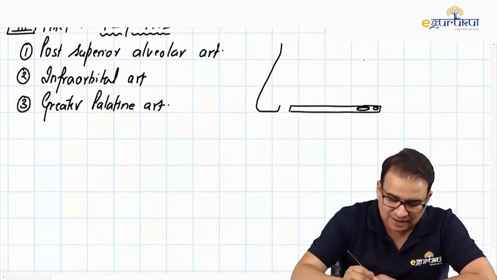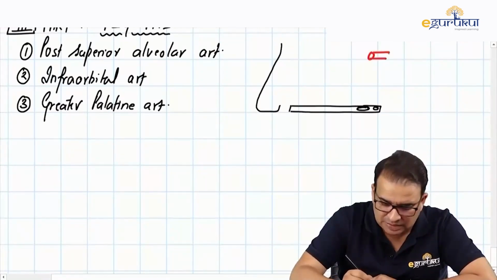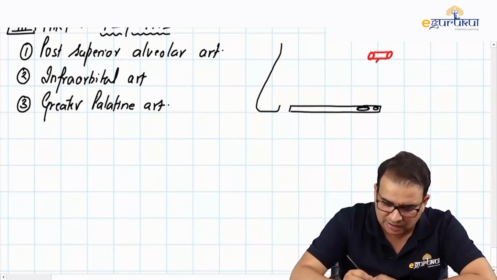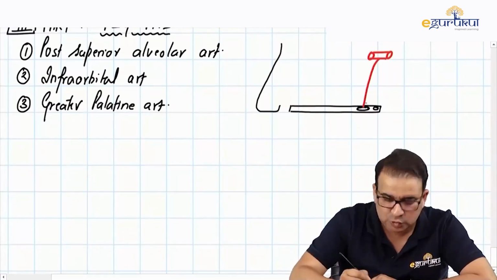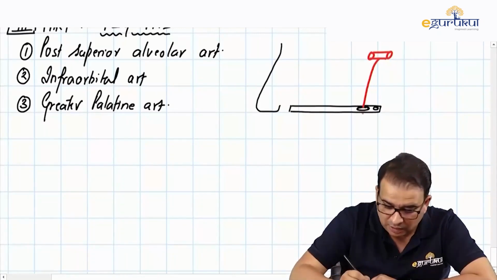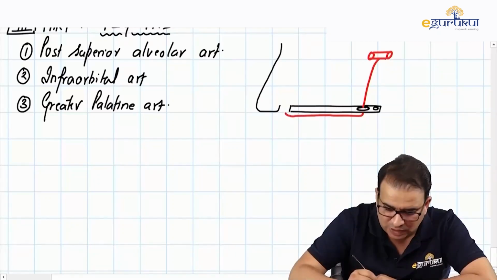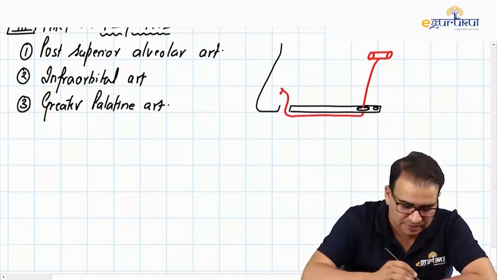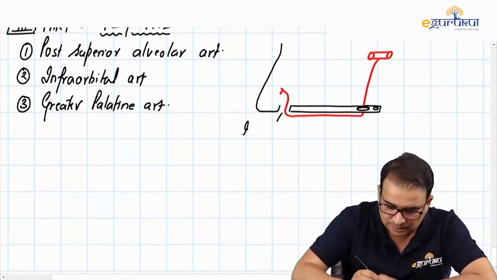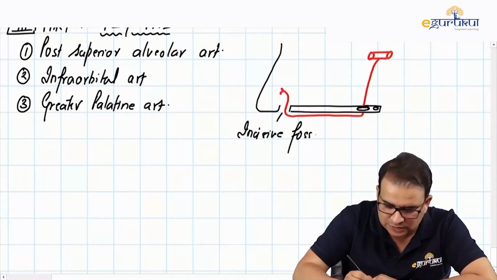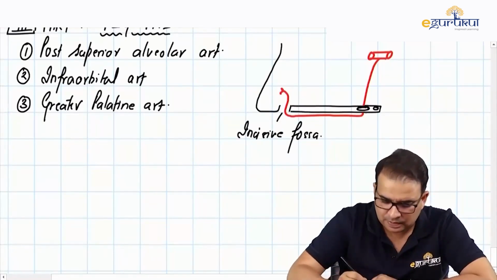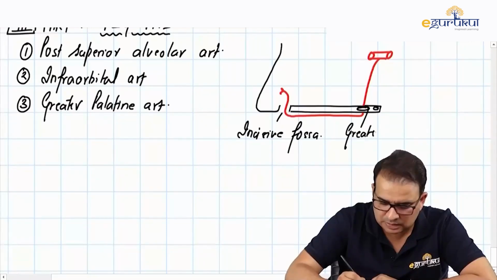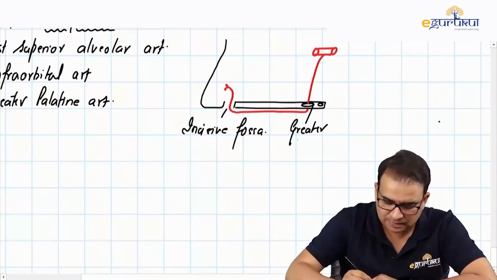So the third part of maxillary artery, as I said, gives off the greater palatine artery, which will come down like this, goes through greater palatine foramen, runs forward under surface of hard palate, and then enters through the incisive fossa to reach the nasal cavity. So there's an incisive fossa there. This is greater palatine foramen.